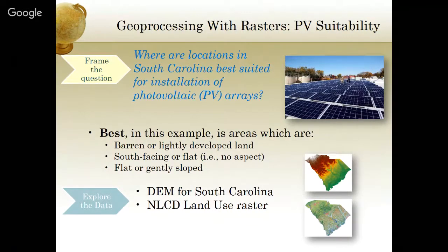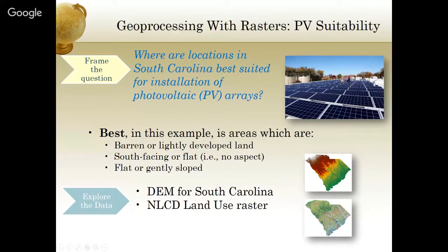So the problem we're going to start with our raster overlay is to answer a question: where are the locations in South Carolina best suited for installation of some PV arrays? So somebody's interested in building a large array of photovoltaic cells. Where's the best spot to do that in the state? In this example, best is some area that's barren or lightly developed. So it's not being used for anything useful or has just sparse development on it.